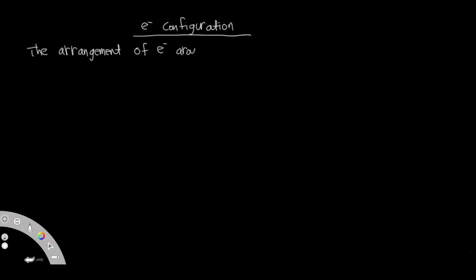Electron configuration. Now, electron configuration, simply put, is the arrangement of electrons around the nucleus using quantum mechanics.